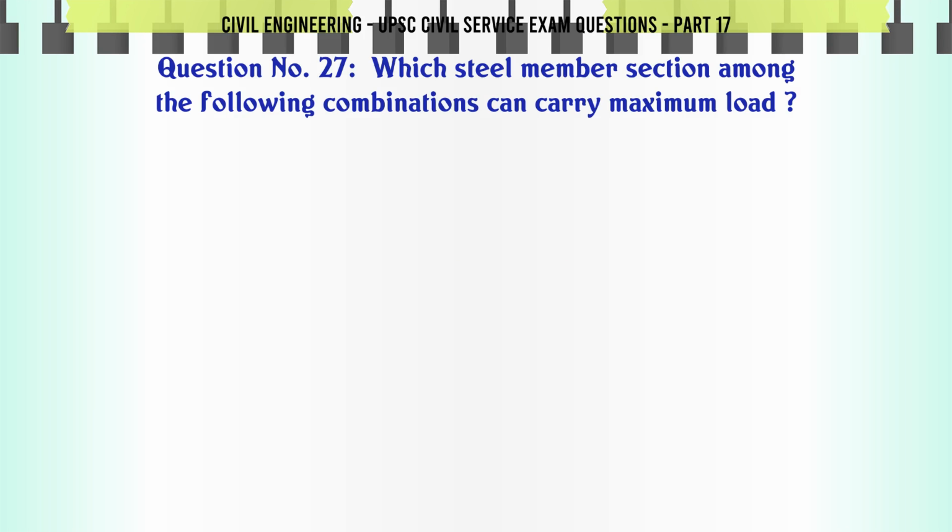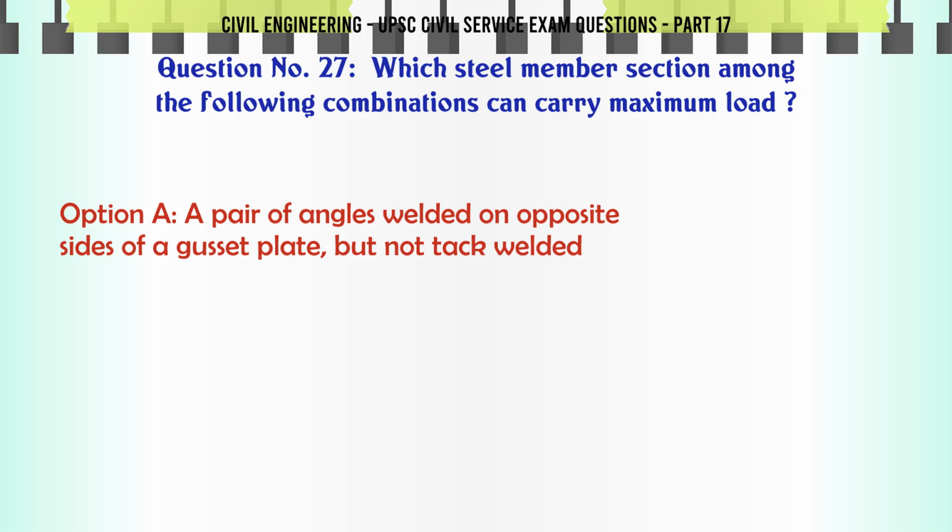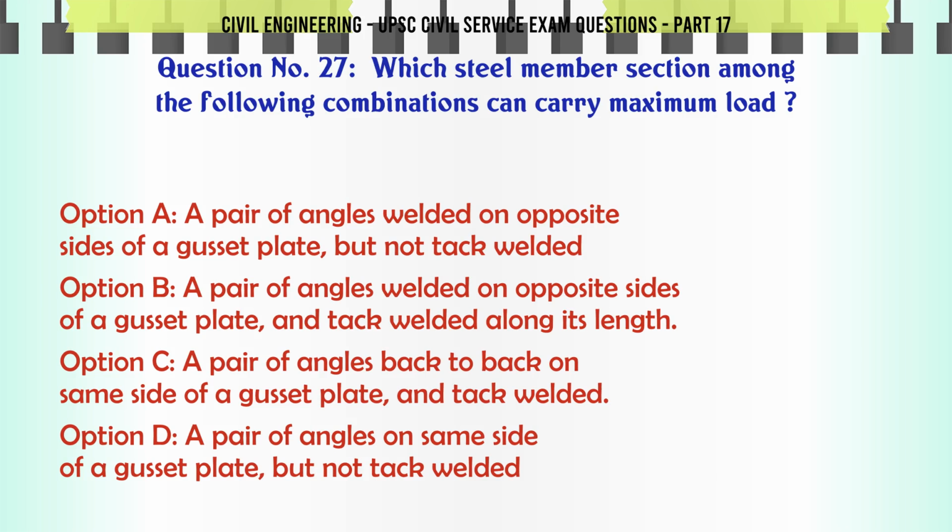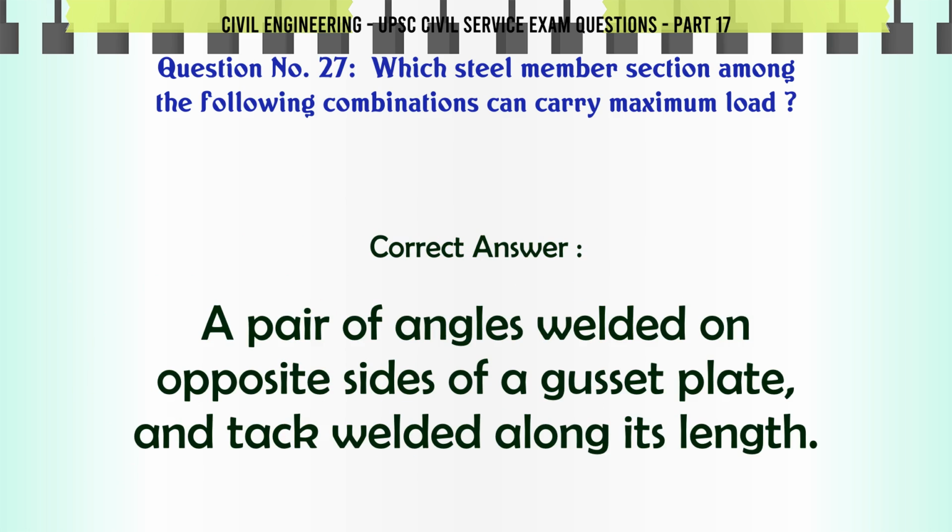Which steel member section among the following combinations can carry maximum load? A. A pair of angles welded on opposite sides of a gusset plate but not tack welded. B. A pair of angles welded on opposite sides of a gusset plate and tack welded along its length. C. A pair of angles back to back on same side of a gusset plate and tack welded. D. A pair of angles on same side of a gusset plate but not tack welded. The correct answer is a pair of angles welded on opposite sides of a gusset plate and tack welded along its length.